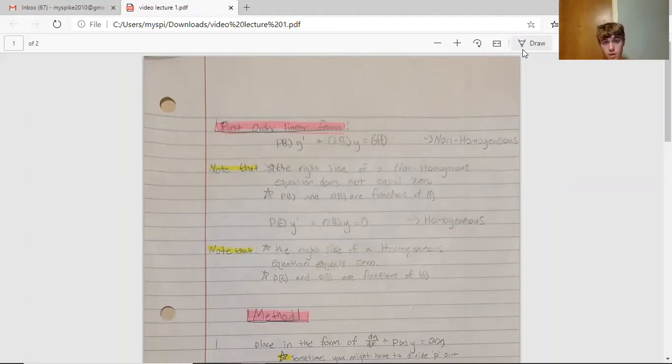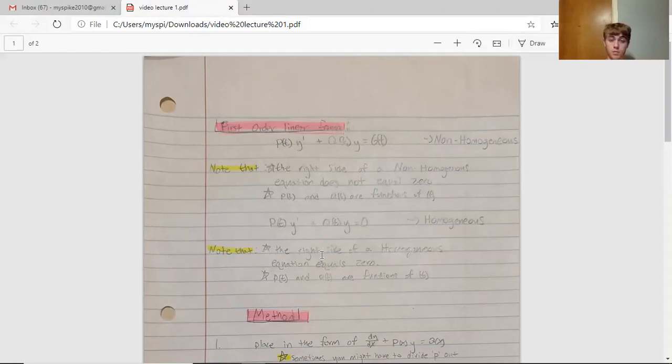This is video 1, and today we're going to be talking about the integrating factor method and how to solve first-order linear differential equations. So for our first-order linear form, there are two forms, non-homogeneous and homogeneous.